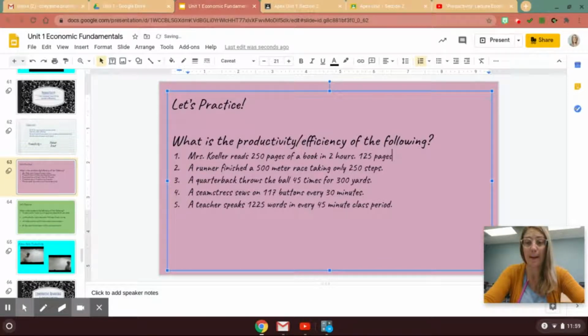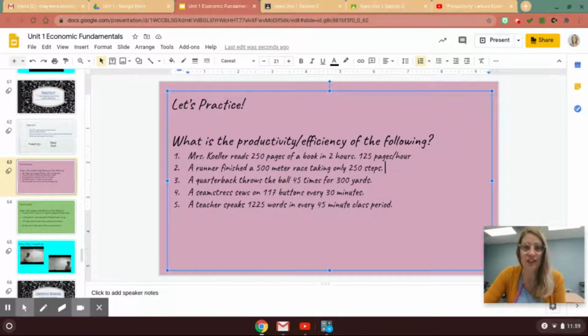pages per hour. Now, when you write your answers out to these, please label them. So I know what you're talking about. Random numbers, I don't always know what they mean. So when you are writing your answers to any of the problems, please label them. All right, moving on.